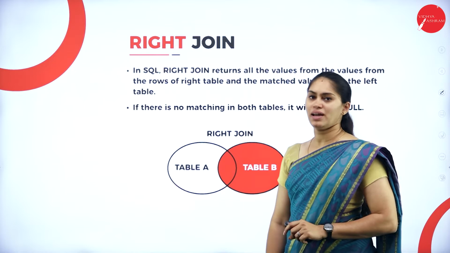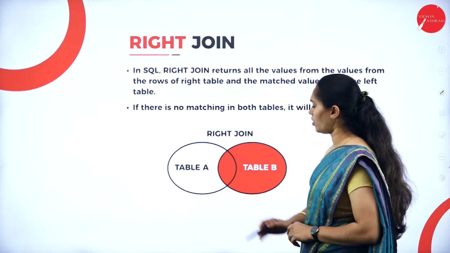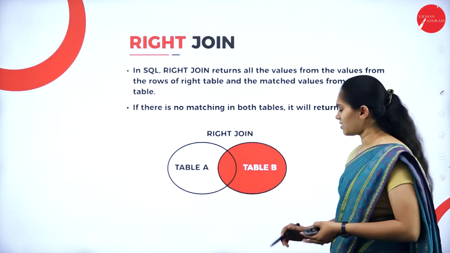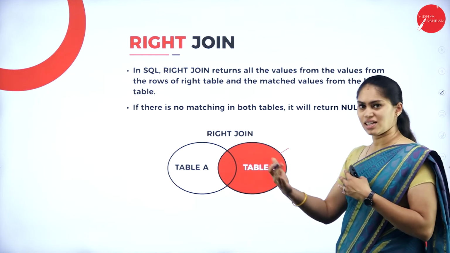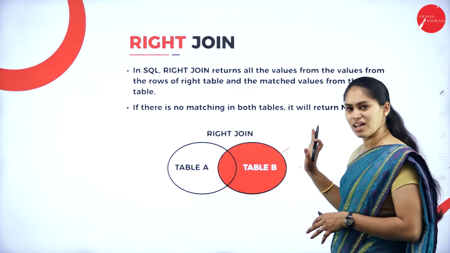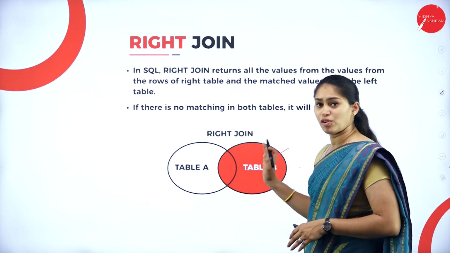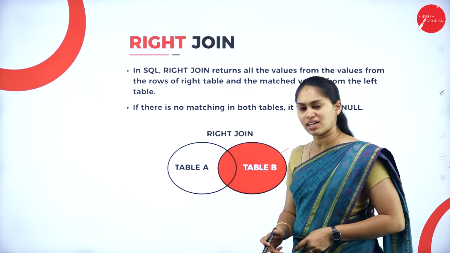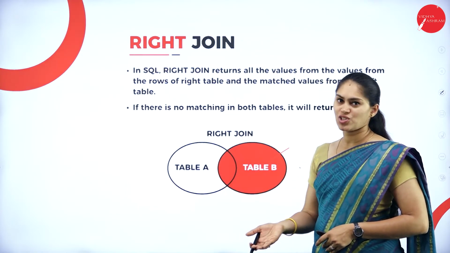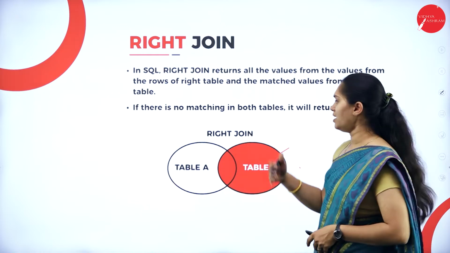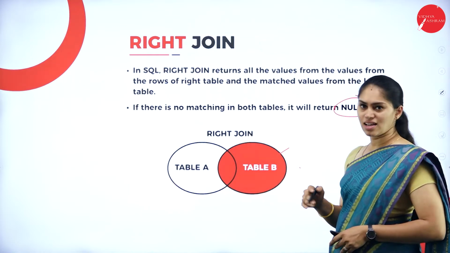The same thing we are going to apply for the right join. When we are performing this right join, whatever the content in table B, that is, the right table, everything is going to be displayed. But when we find a match in table A, only that content will be returned. If there is no match in table A, or the left table, it is going to return null.